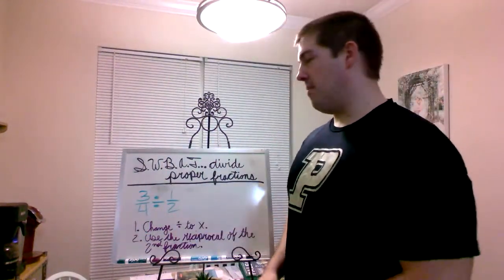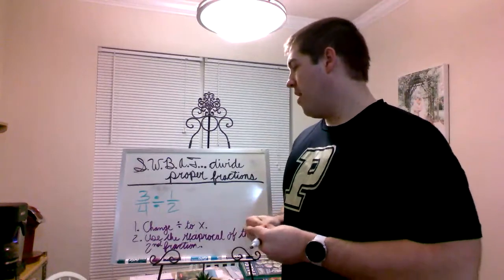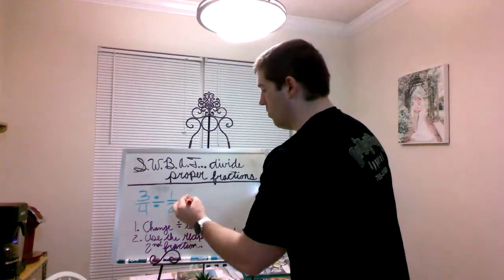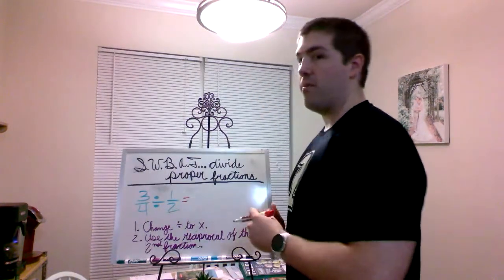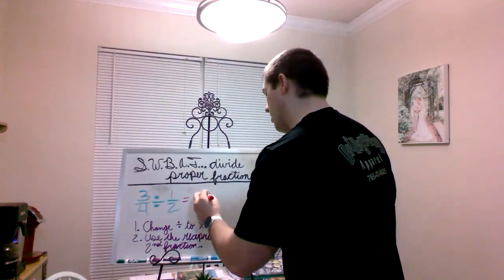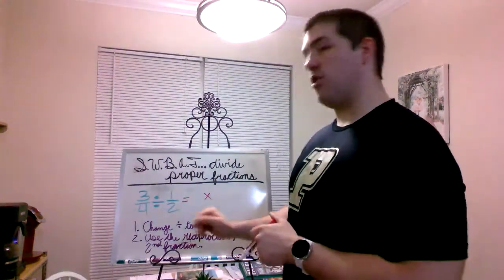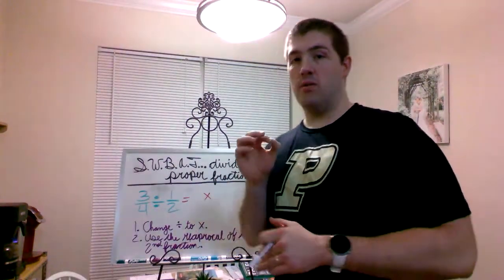The first step in this problem is to change division to multiplication. So you're going to rewrite your problem with multiplication. Now, the second step is use the reciprocal.